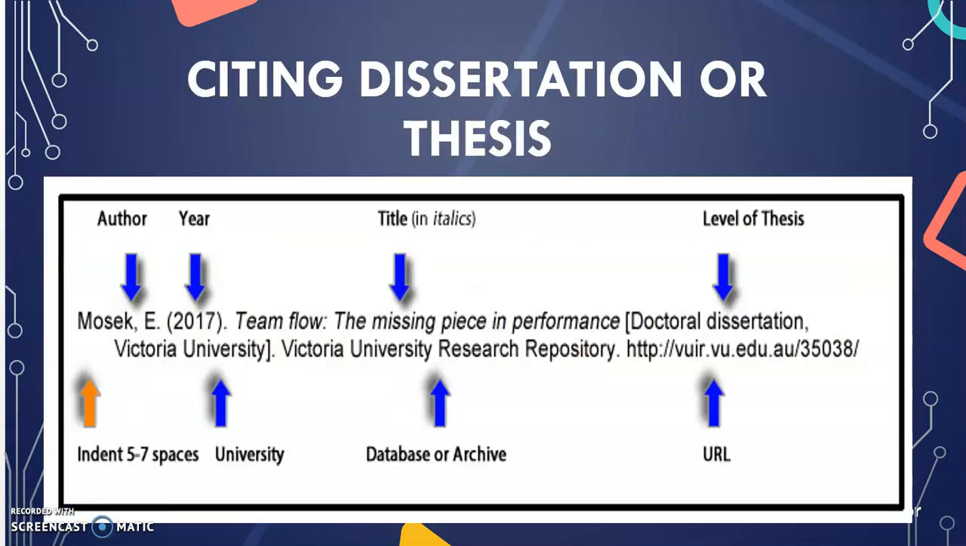Now, sometimes you take things from other people's theses. So they have published a thesis. It was their research thesis. So you take information from there. So this is how you're going to cite it. Mosaic E 2017, Team Flow, the missing piece of performance. So the name of the title of thesis is going to be in italics. And then in parentheses, you are going to show which level of thesis, whether it's an MPhil thesis or it's a doctoral, which means the PhD thesis, and the name of the university that is going to come in parentheses. Your Victoria University repository, this is where it is saved. So you need to give a URL also.